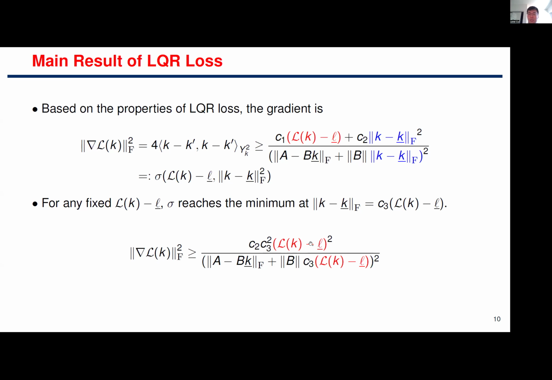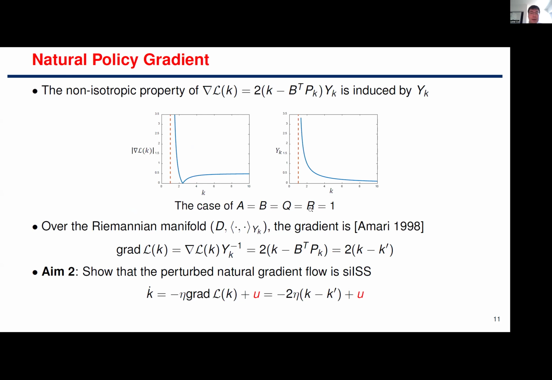Previously we mentioned gradient flow, but this is the gradient, and usually we find that for this gradient, okay, for the scalar case, which means that A, B, Q, R are all equal to 1, here is a stationary point. On the left-hand side of the stationary point, we find that the gradient is so large, but on the right-hand side, it is even saturated. So the left-hand side is large, the right-hand side is saturated. So this is a non-isotropic property of the gradient.